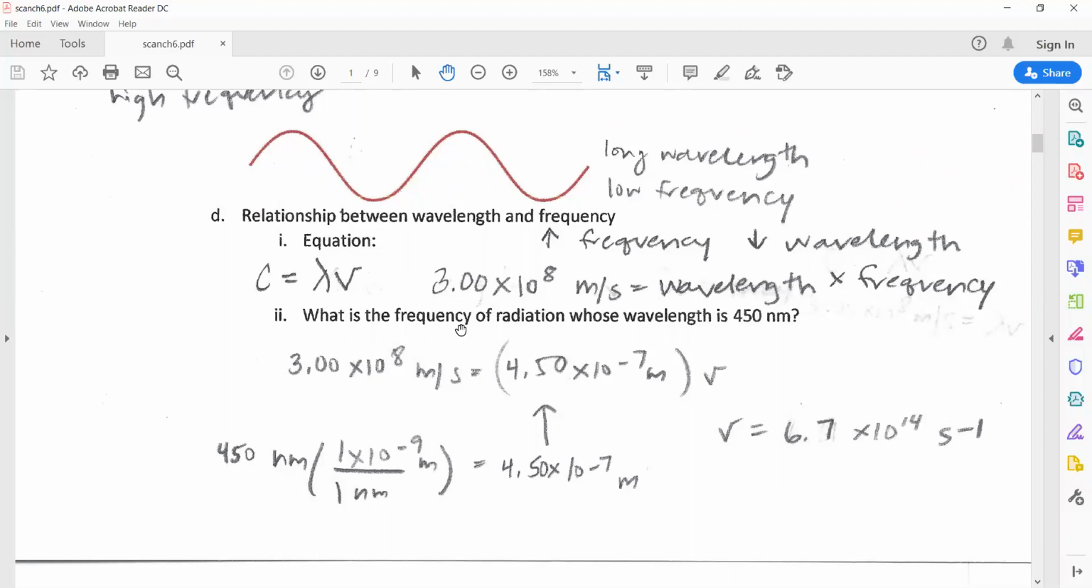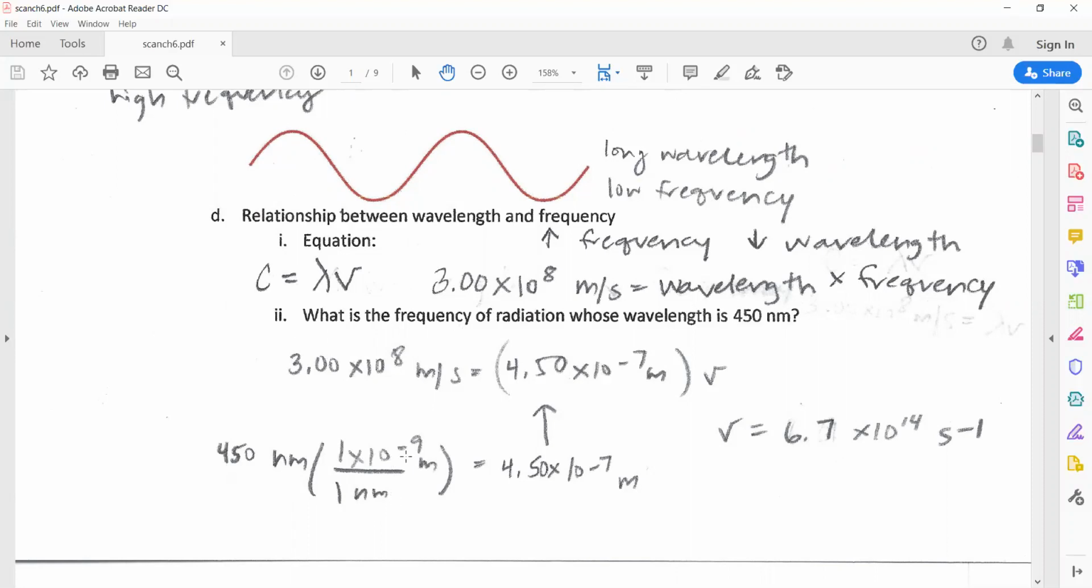Here's an example of a problem. What is the frequency of radiation whose wavelength is 450 nanometers? So what we first have to do is get into the correct unit. So we take nanometers, I showed this down here, and convert to meters. Remember, nano will come to the bottom to cancel.